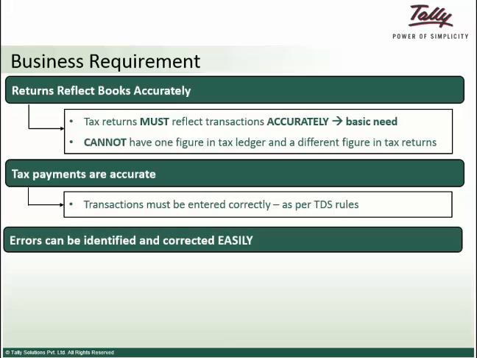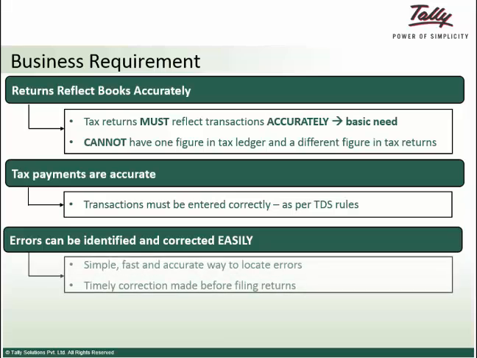Errors can be identified and corrected easily. Errors are inevitable. It is important that the software has a simple, accurate and fast way in which potential errors are highlighted, so that timely corrections may be done, preferably before filing the returns.